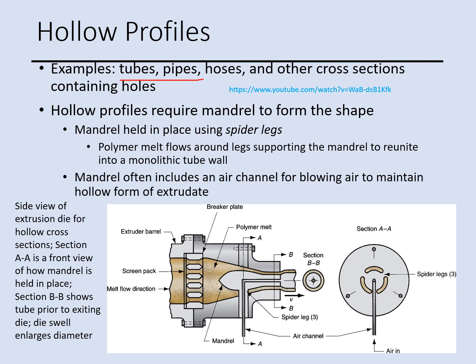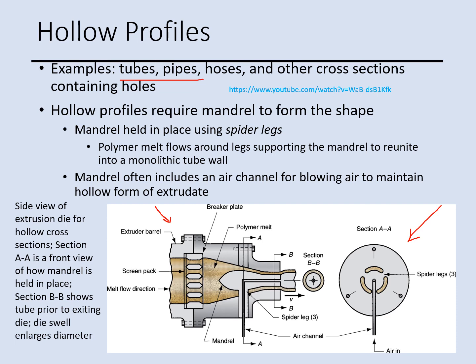As you see in this picture, it shows the extrusion die for a hollow cross section, and section AA here is a front view of that mandrel and how the mandrel works. So the mandrel is held inside this cross section, and then it blows air to form the designed cross section.